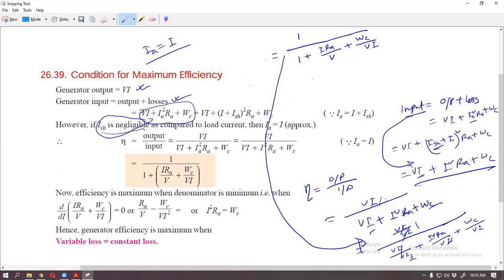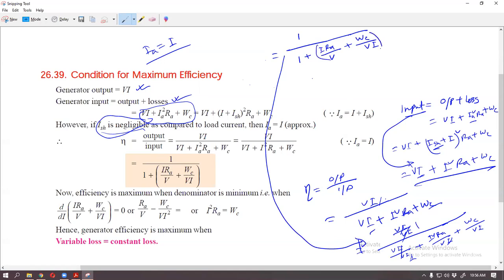This VI vanishes. Now this is the 1. This VI vanishes. Now this is the 1. Lower part I, this is I square. So one I vanishes, so I RA by V. This is WC by VI. So this is WC by VI. Now, are all clear on this part?